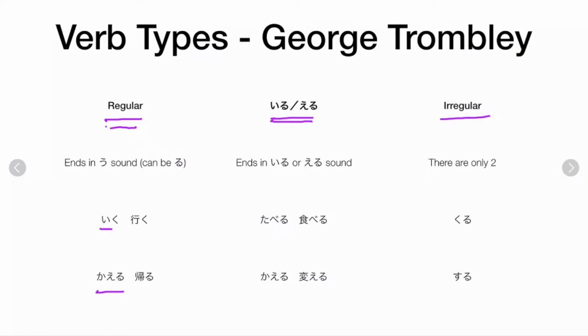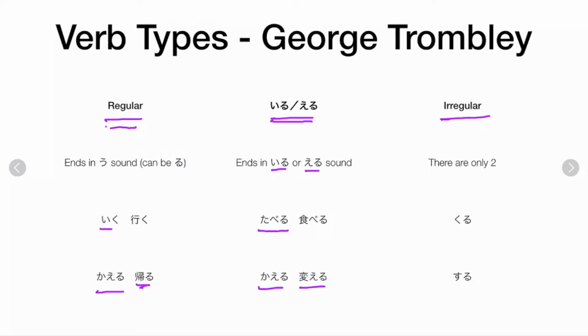Iru-eru is the second class of verbs. Iru-eru verbs end in a sound like iru or eru. So, taberu, there's eru at the end. Kaeru, this is a different kaeru. So, this kaeru is to go back home. This kaeru is to change. So, the second kaeru is an iru-eru verb.